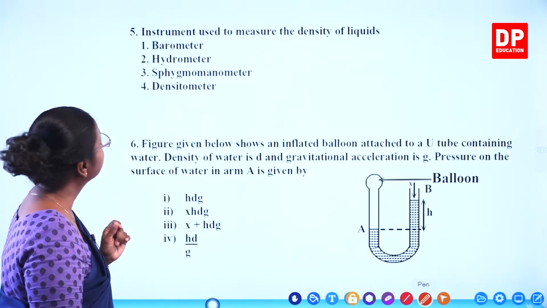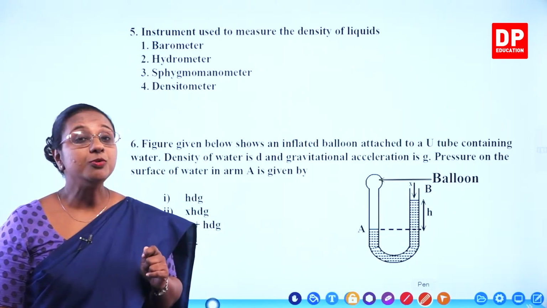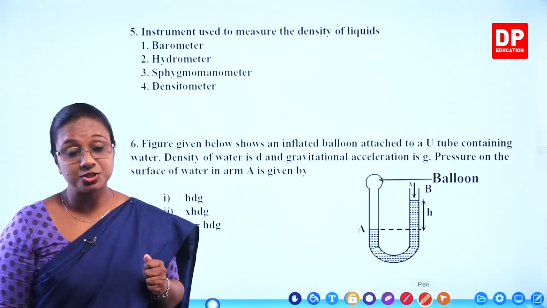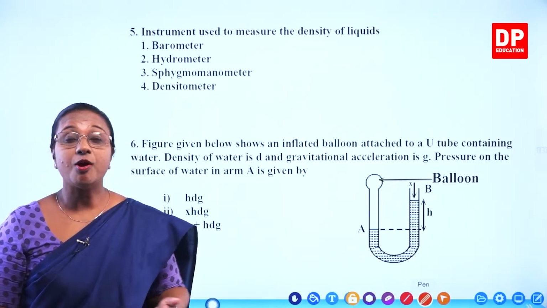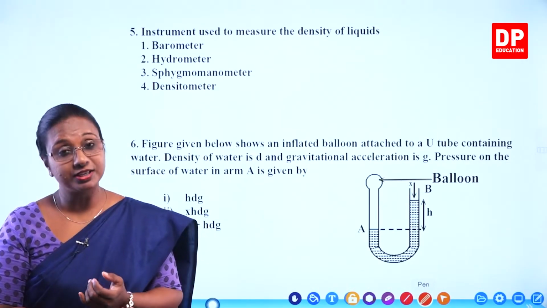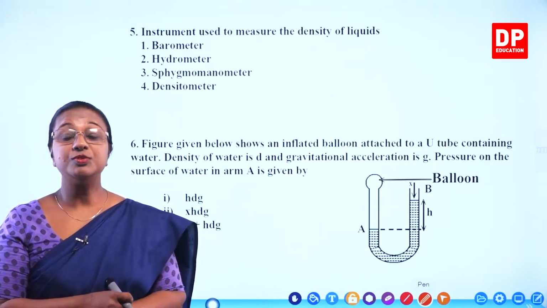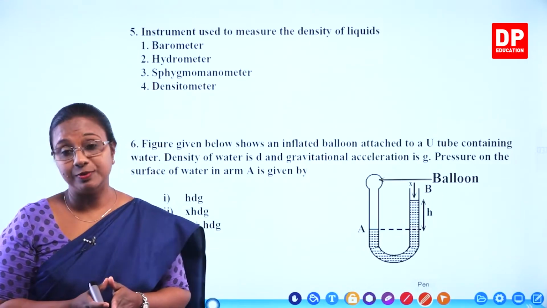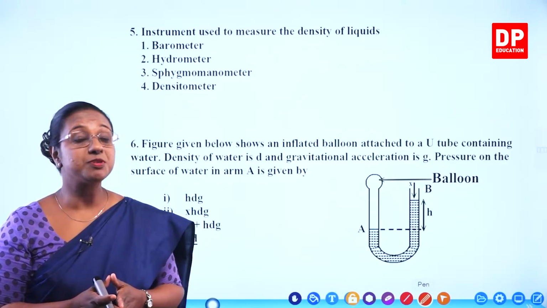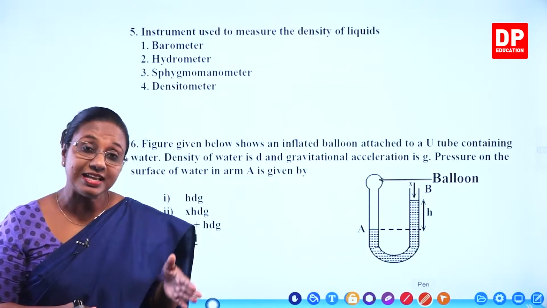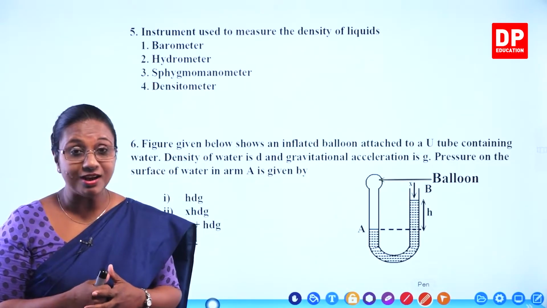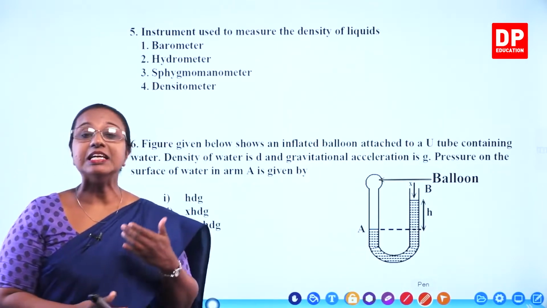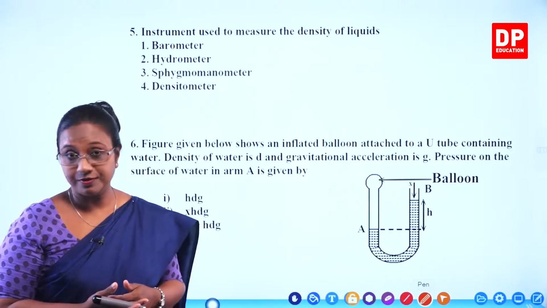Then the third one, sphygmomanometer. Why do we use a sphygmomanometer? To measure the blood pressure of a person. Normally, when you visit the doctor and the doctor wants to check your blood pressure, they use a sphygmomanometer. There are two types of sphygmomanometers, the manual one that has mercury inside it, and also the digital one. So the sphygmomanometer is used to measure the blood pressure of a person.